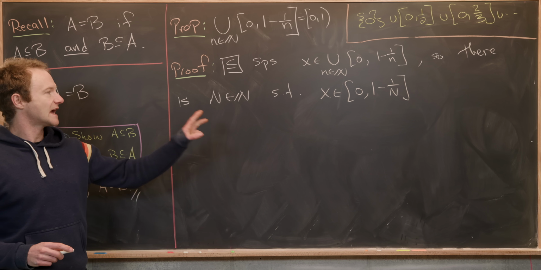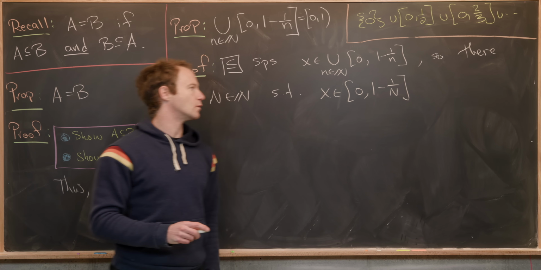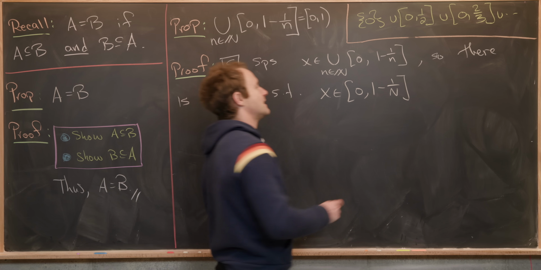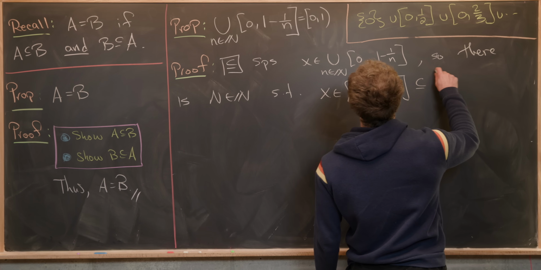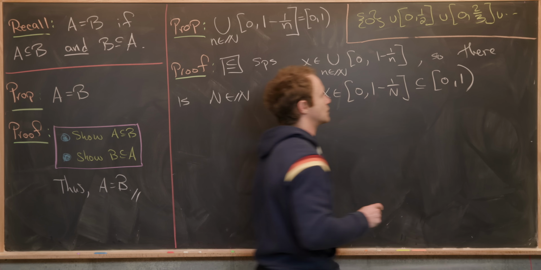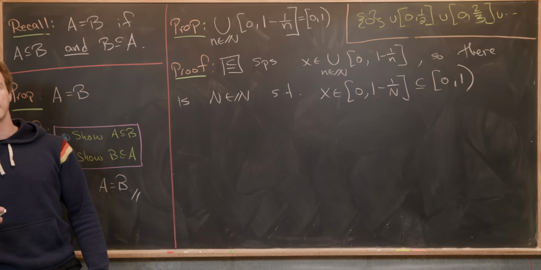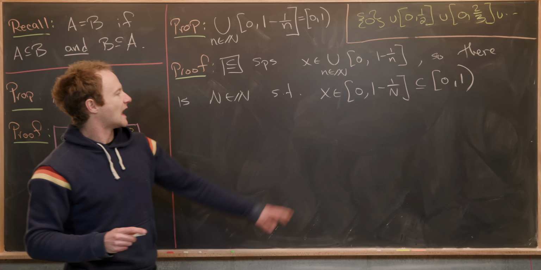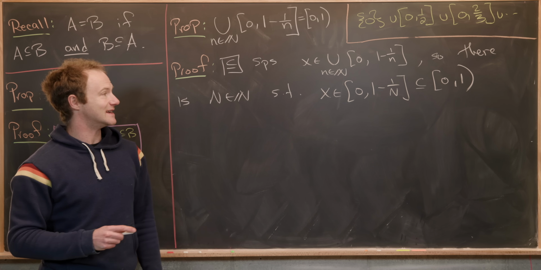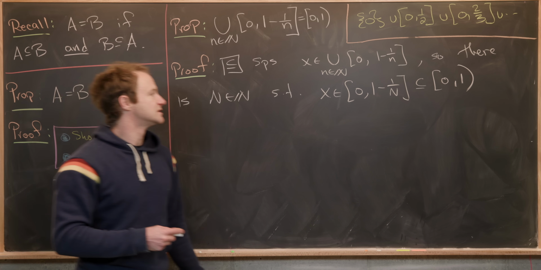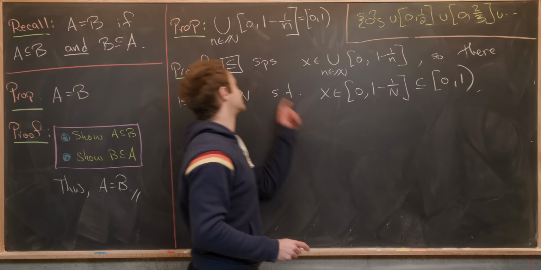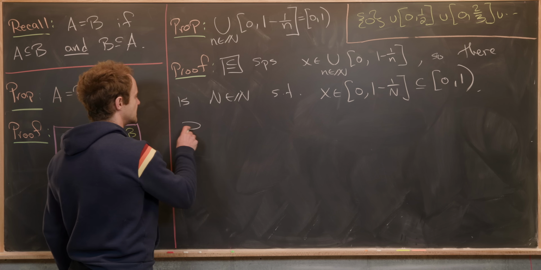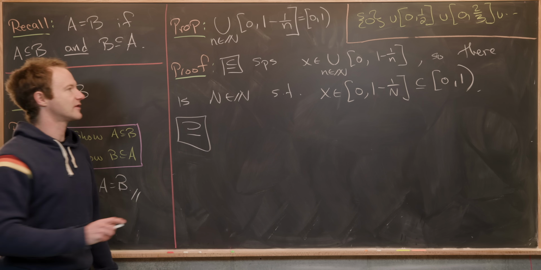Okay. Next, we can see that 1 minus 1 over capital N is strictly less than 1. That makes this interval clearly a subset of [0, 1). Okay, good. So notice we started off with x in the union, and we ended up with x is in this half open interval. So that actually finishes off this direction. Okay, so now let's look at the other direction. So let's take it in that direction like that.